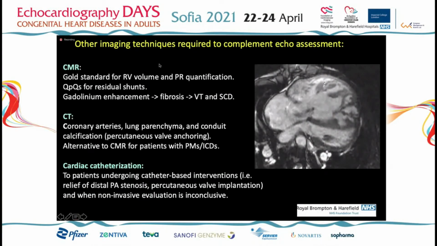And just to finalize, I would like to mention that other imaging techniques become even more important than at the time of first repair, followed during follow-up, and before re-repair of the tetralogy of Fallot. The MRI remains the gold standard for the right ventricular volumes and quantification of pulmonary regurgitation. It can also estimate the degree of QP:QS when there are residual shunts present, and sometimes also can assess the degree of fibrosis in the wall of the right ventricle, even in the infundibulum.